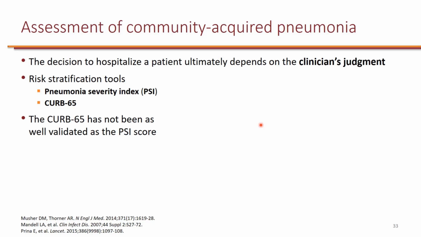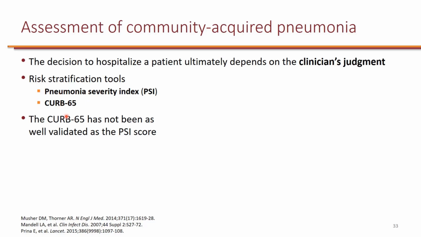Now, of course, the decision to hospitalize the patient ultimately depends on the clinician's judgment. So clinical judgment is important, but there are also some tools that can be used in order to aid in making that decision. So there's the Pneumonia Severity Index, or PSI. It's also referred to as the PORT score. And there's the CURB 65 score. Now, these scores are just to help. They are not to replace clinical judgment.